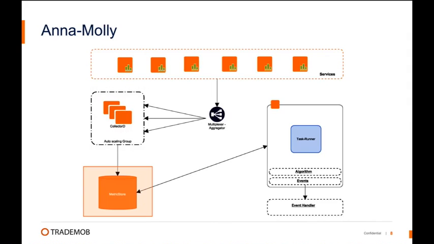Now, once the algorithms are actually pushed into the system, there's a task runner that is capable of periodically running these algorithms against the data from the metric store, and it then triggers events. These events are then fed into an external system which is capable of triggering actions.